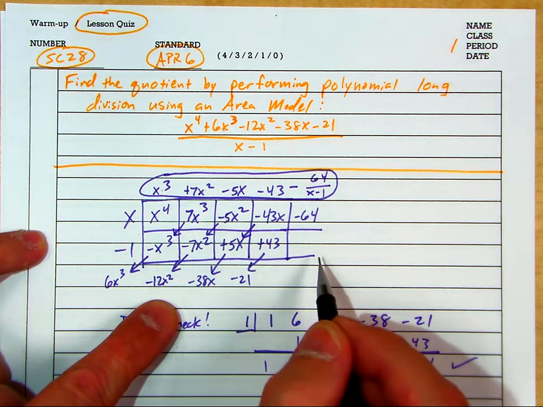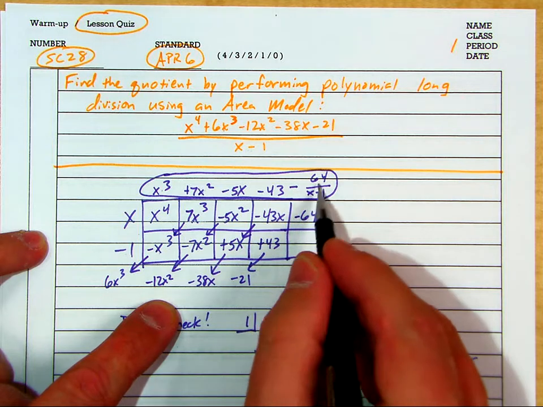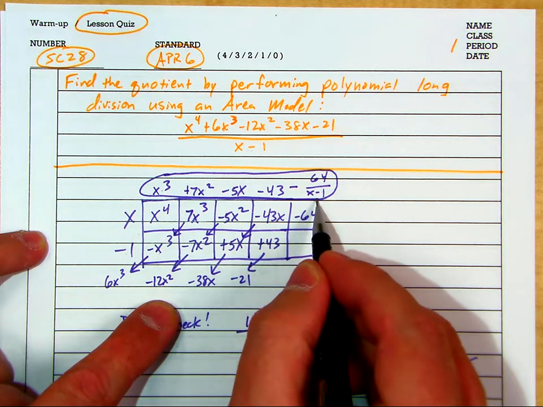And you rinse and repeat until you do all the terms. Same thing with the constant. The constants here will be written over the divisor as the remainder.